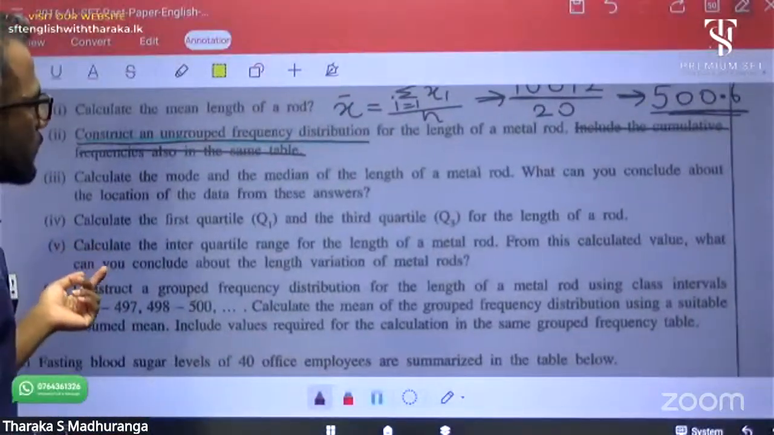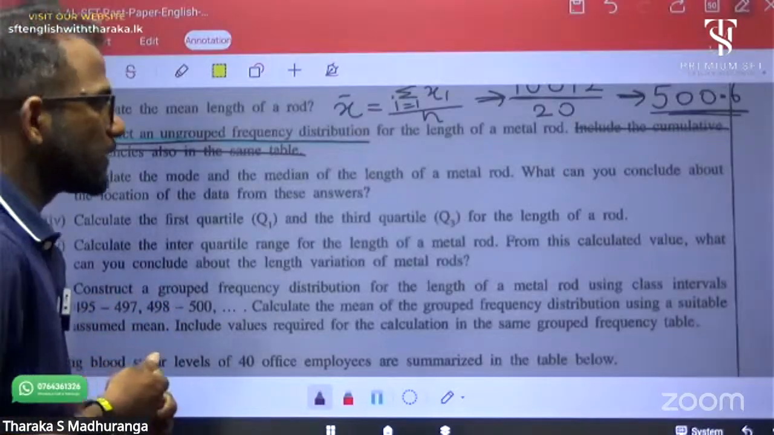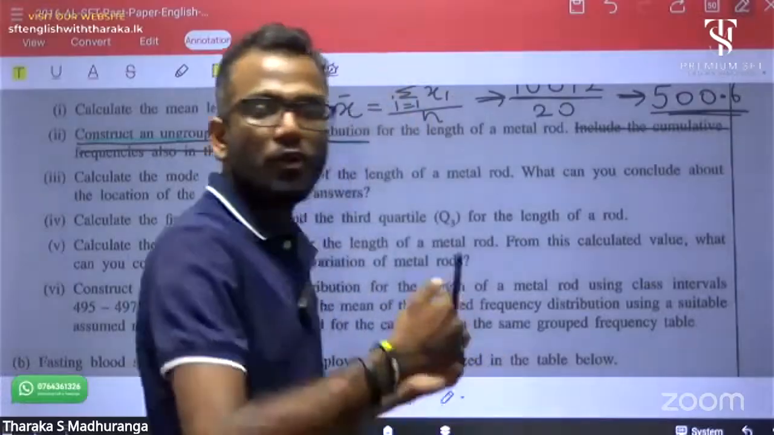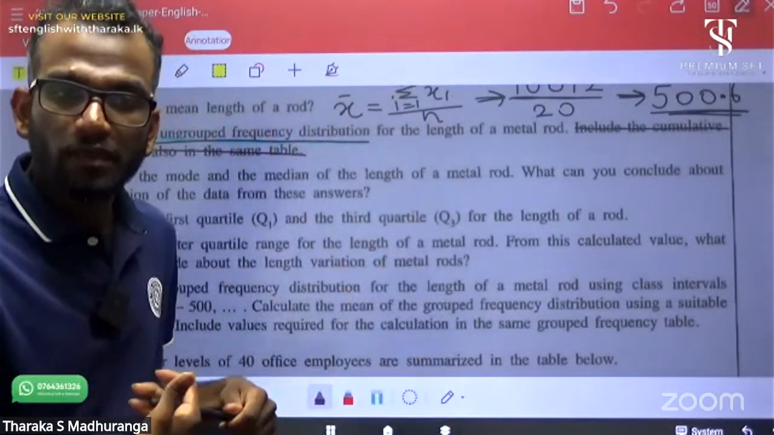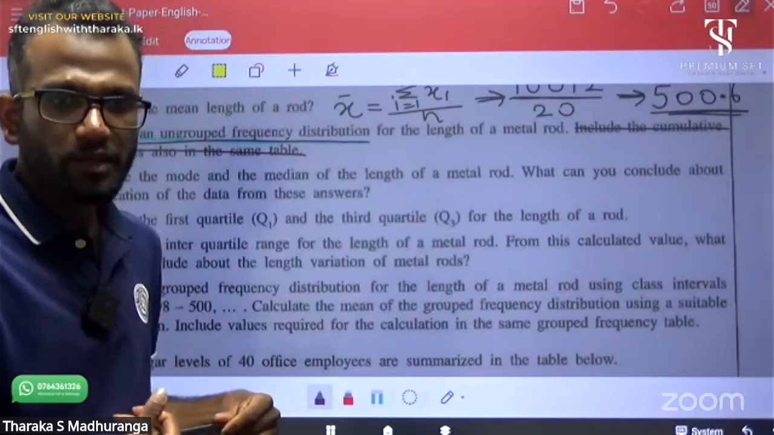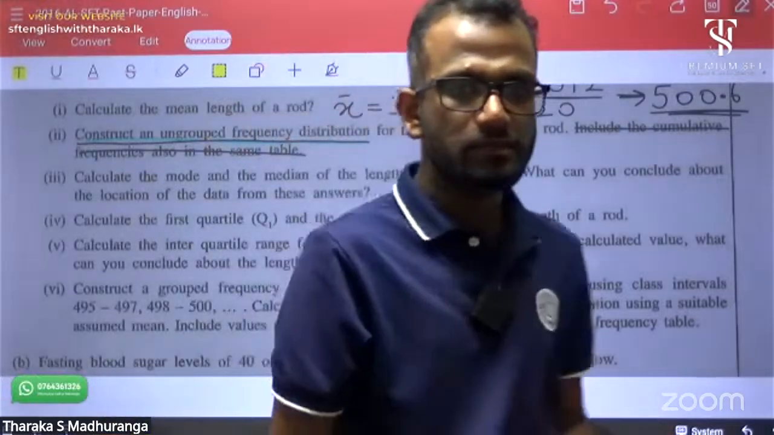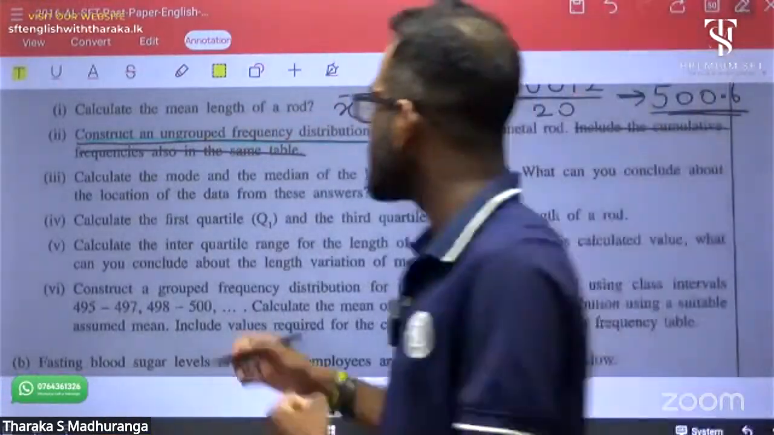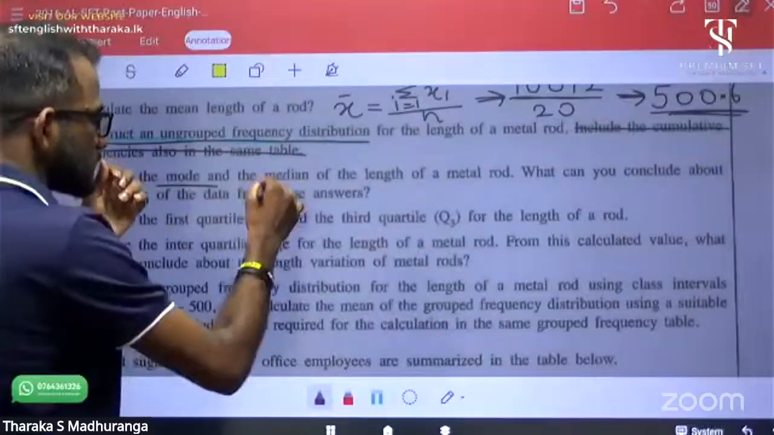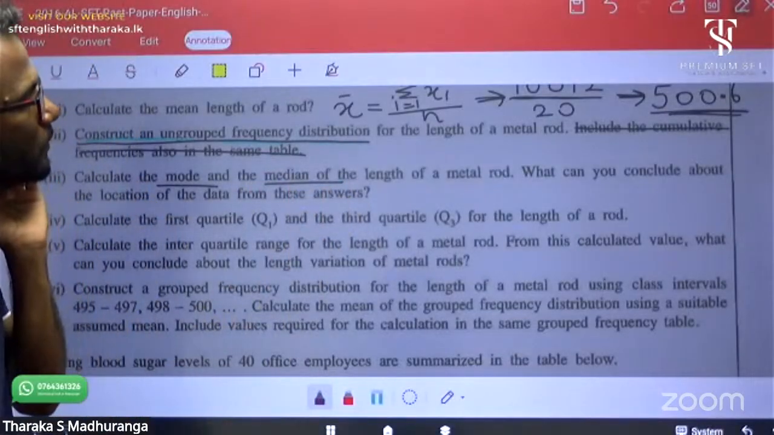Okay, next you have a job. Calculate the mode and median of the length of the metal rod. Now what is the method you have to use? Simple method or ungrouped method? Ranga, now what is the method? The question asks to calculate the mode and median. Ranga, what is the best method?